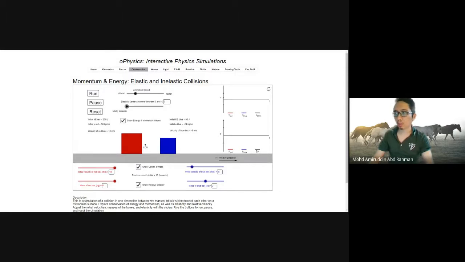In question number two, it asks you to use the inelastic condition at 0.5, and then use three different values of the mass. So you can change the mass value over there, so you can change those sliders. The blue slider refers to the blue box, and the right slider refers to the red box.